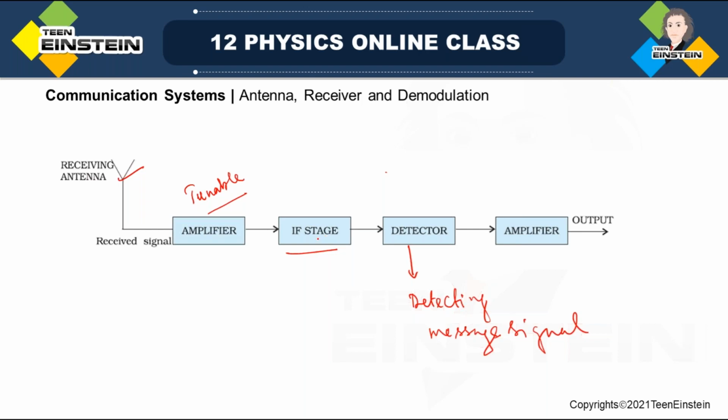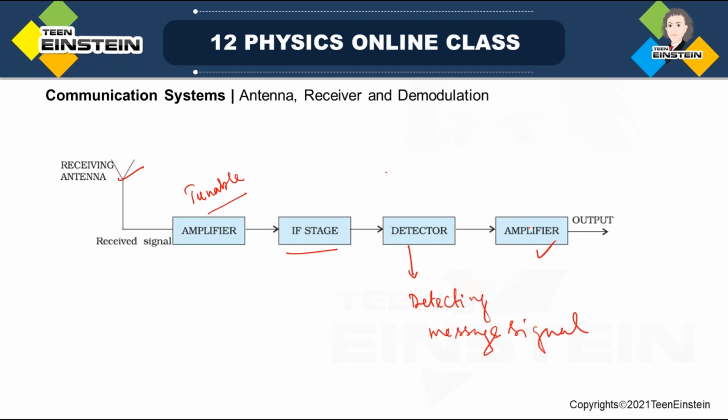That will be lowered by a device called the intermediate frequency stage. The IF stage actually lowers the carrier frequency. Then the signal is fed to the detector, which recovers the message signal from the modulated wave. And to further strengthen the detected signal, it is fed to an amplifier later also.